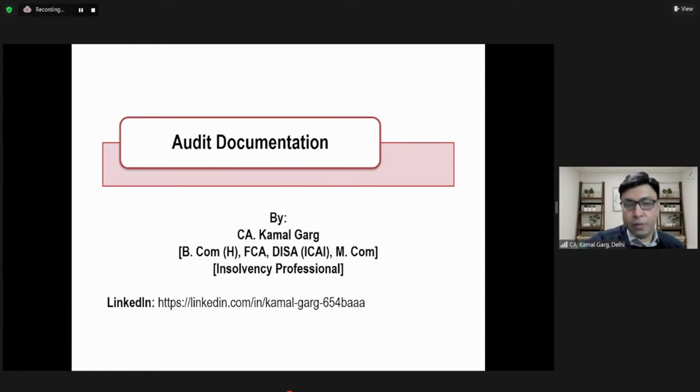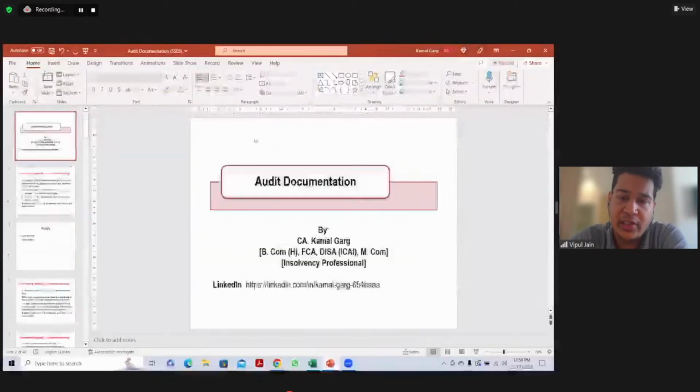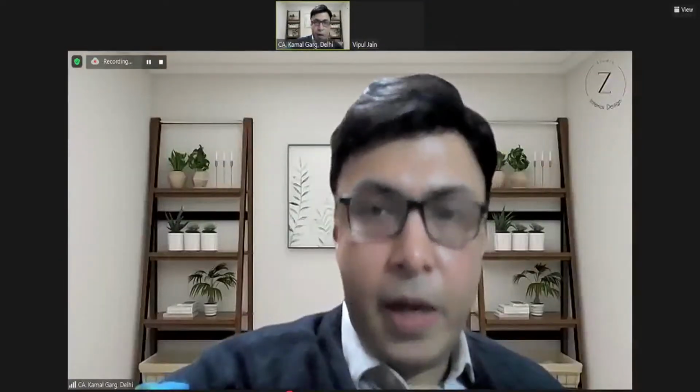Yes, any other question, Vipulji? Would an NDA, a non-disclosure agreement, also be treated as something which casts any... Yeah, a non-disclosure agreement is a part of your audit documentation. And obviously, yes, it needs to be shared only with the designated parties, not with all.